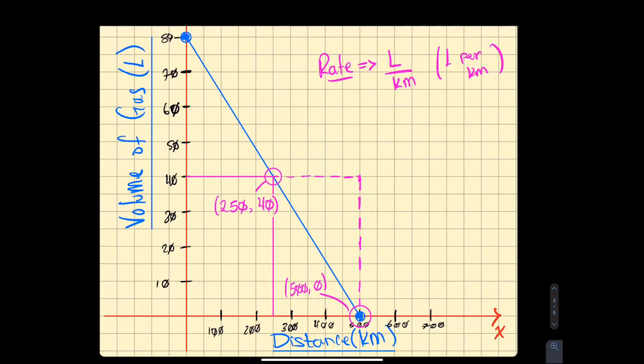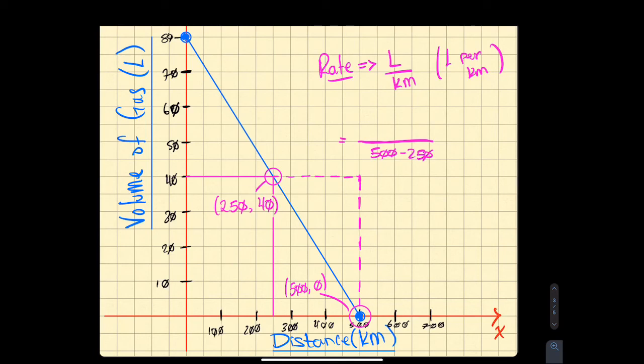So let's look at what we said our kilometers were. Because we're measuring the change between these two points, we need to figure out how many kilometers there are between this point and this point. The way to do that is to ask ourselves, what's 500 minus 250?